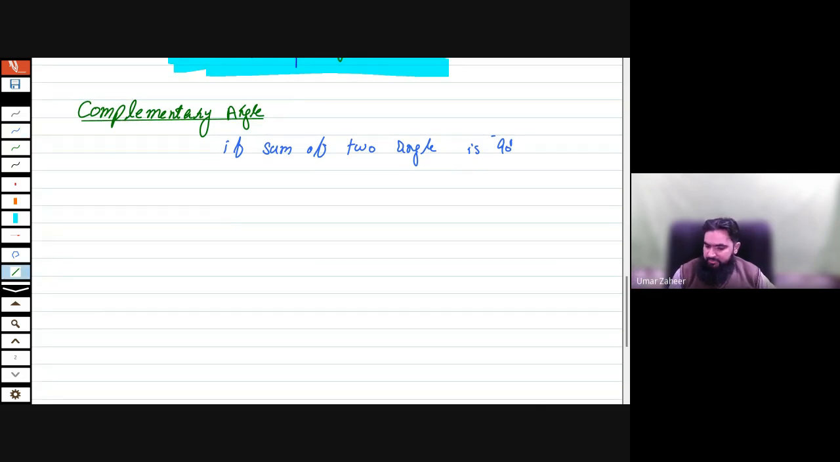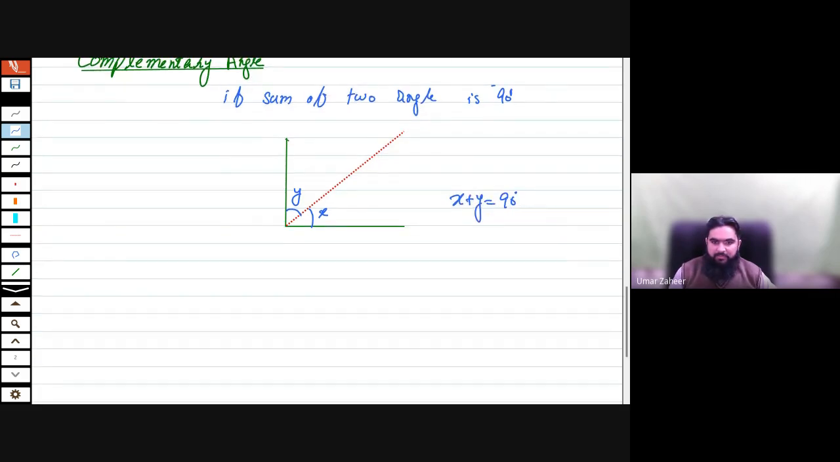For example, if I draw a shape here, let's say this is a side, it is angle x and it is angle y. If you add them, their sum is equal to 90 degrees. For example, if you have angle 30 and angle 60, 30 plus 60 is equal to 90. You can say that 30 and 60 are complementary angles.